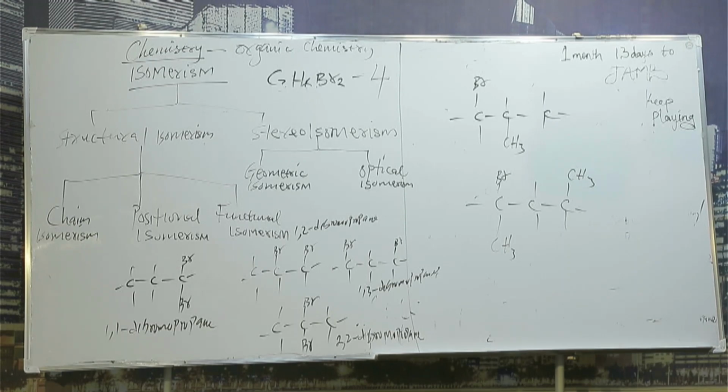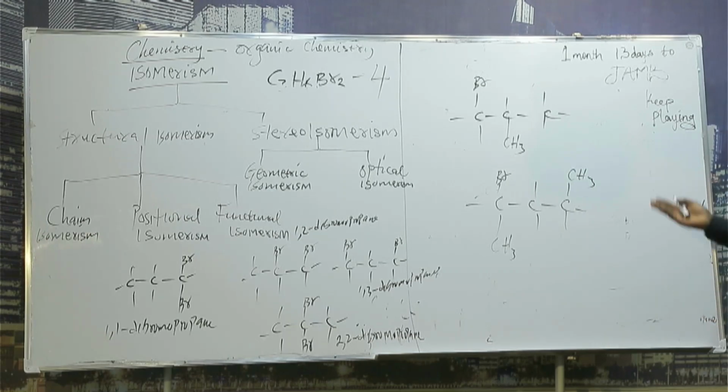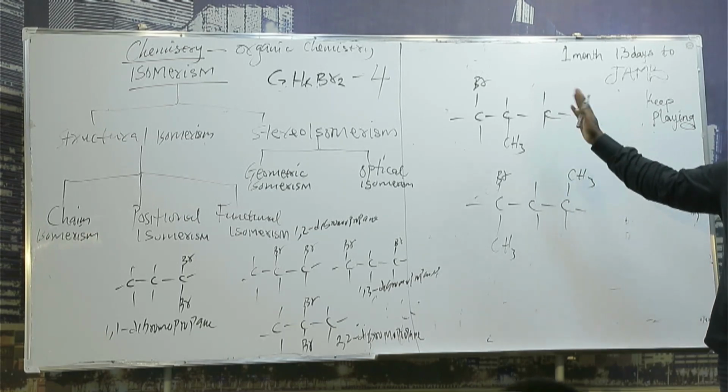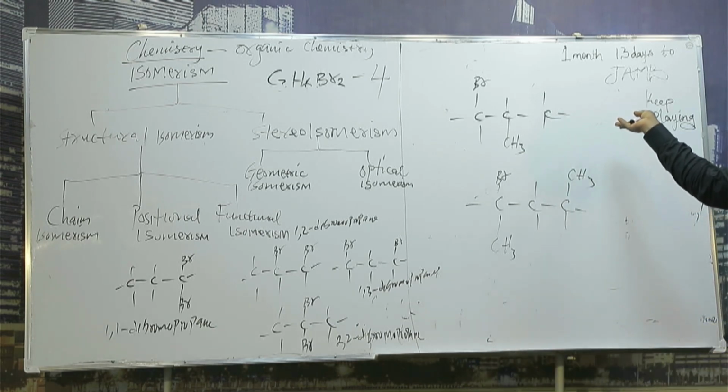Please, why can't it be like this? Or why can't it form another isomer? It cannot form another isomer because you can no longer cut the chain beyond 3. The number of carbon atoms was 4, and you had cut it to 3. You cannot cut it beyond 3.